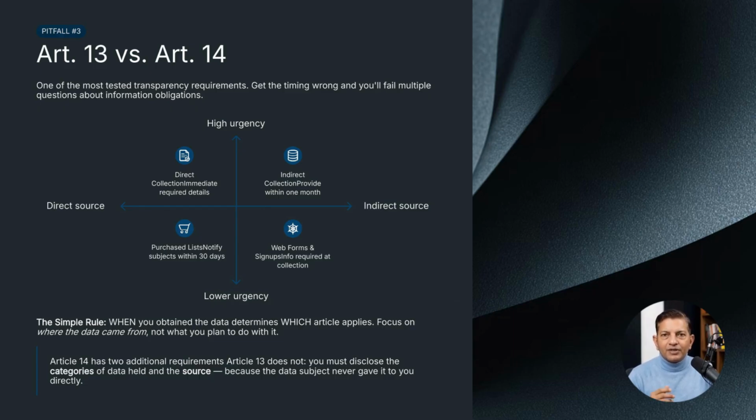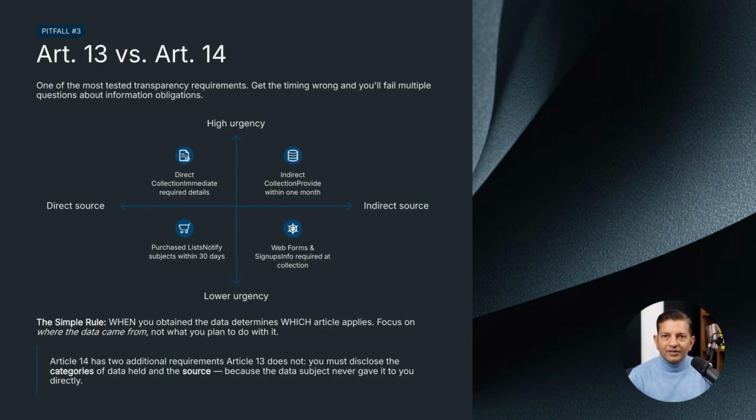Here's the simple rule that solves everything. When you obtain the data determines which article applies. Article 13, direct collection: you collected the data from the data subject themselves, like a web form they filled out. Information must be provided at the time of collection. Article 14, indirect collection: you obtain the data not from the data subject, like you bought a list or got it from a partner. Information must be provided within 1 month of obtaining the data.